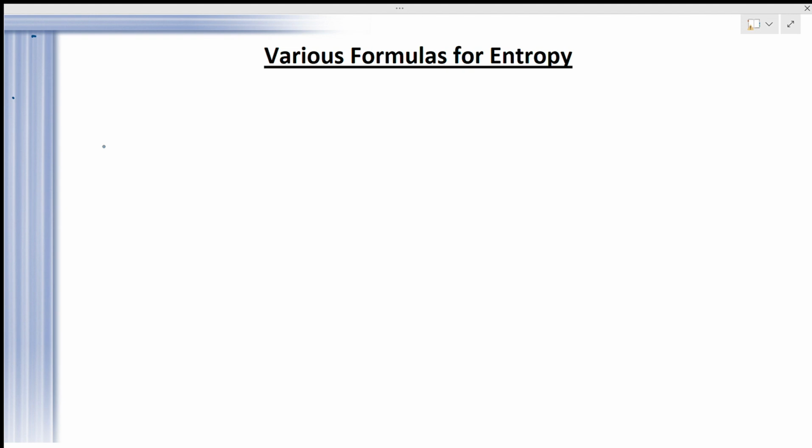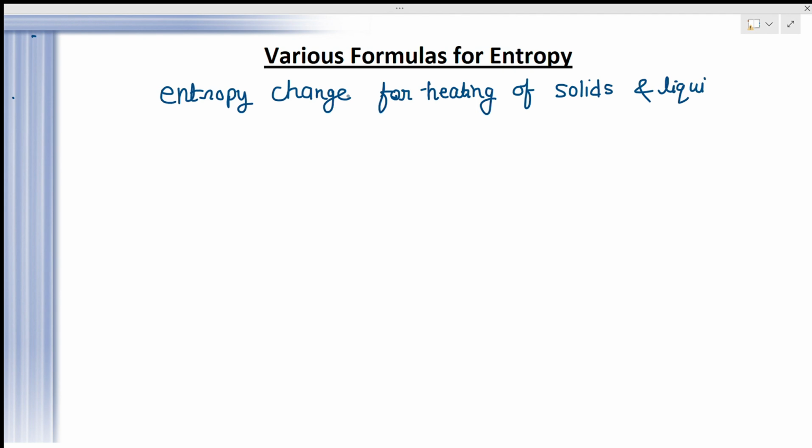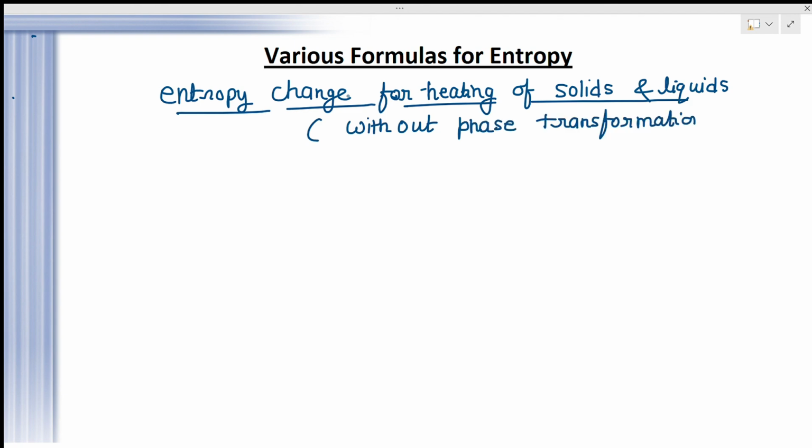So see here, the first formula is for the entropy change on heating of solids and liquids. One thing you have to remember is that this formula is for without phase transformation. It means the phase is not changing. If water is given, then it stays water. It is not changing to vapor.